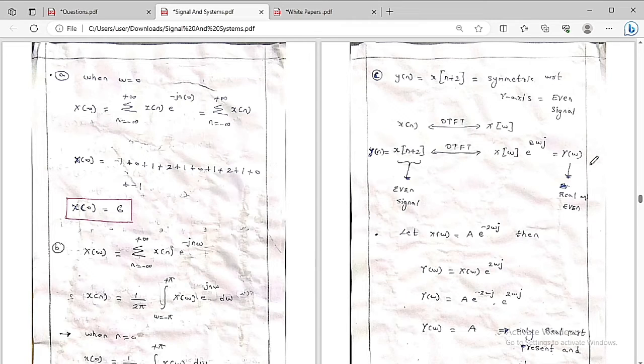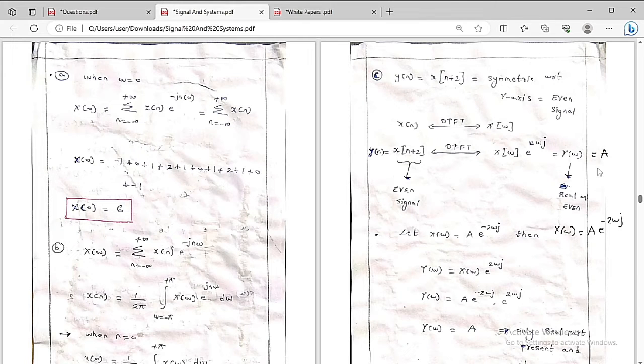So I am going to assume this Y of omega is nothing but A, because it must have only a real value. Real value means some constant. Then I assume its value is equal to A. Then what is X of omega? X of omega is nothing but A times e to the power of minus 2 omega j.